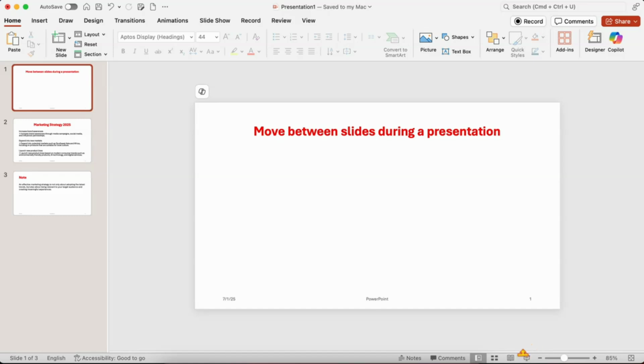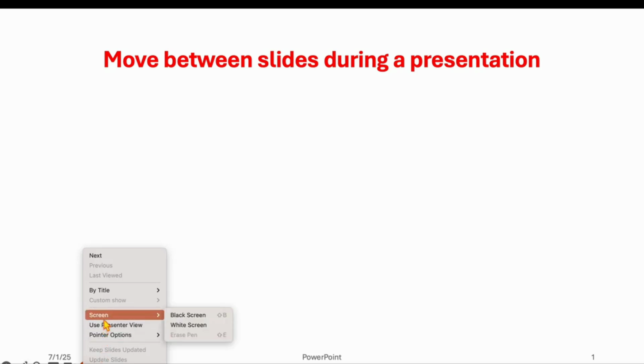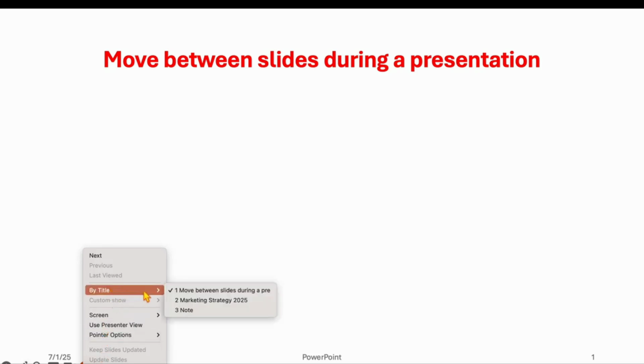To start, you need to know how to select the slide you want to show. During the presentation, move your cursor to the lower left corner where 3 dots and an arrow icon appear. Clicking on it will bring up several options, including one labeled by title. This function allows you to choose any slide by its title instead of progressing slide by slide in order.